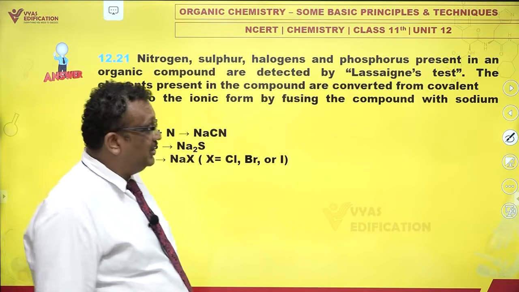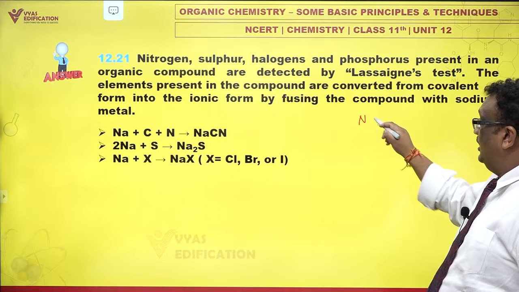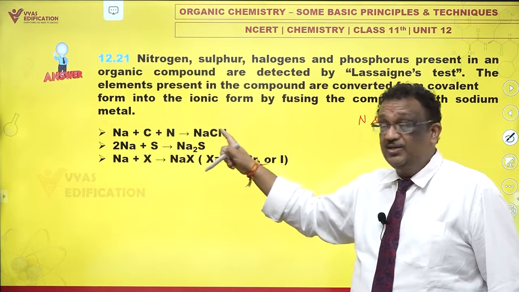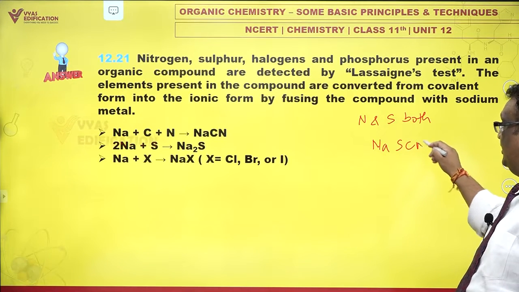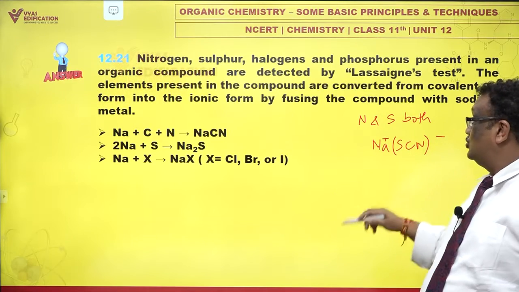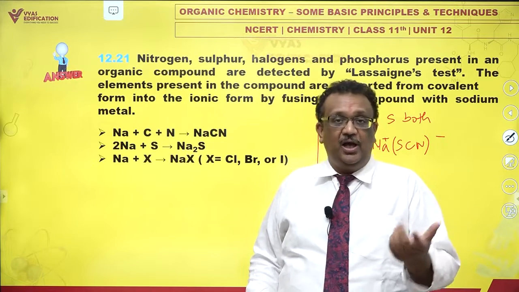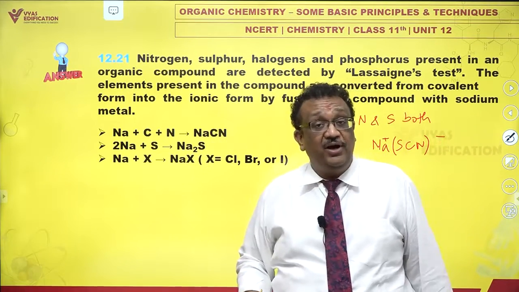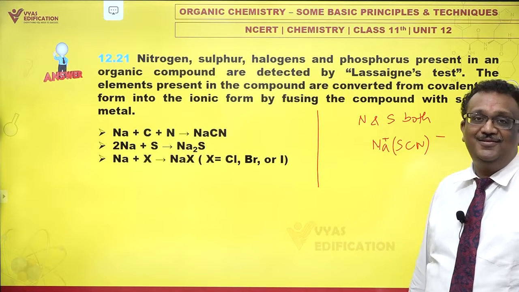One thing which is not mentioned here is a rare exception: if you have nitrogen and sulfur both, then you don't get either NaCN or Na2S, you get NaSCN. They combine to give you the thiocyanate ion. Organic compounds will always have hydrogen and carbon. But if you have only nitrogen, you get sodium cyanide. If you have only sulfur, you get sodium sulfide. If you have both nitrogen and sulfur, then you get sodium thiocyanate.